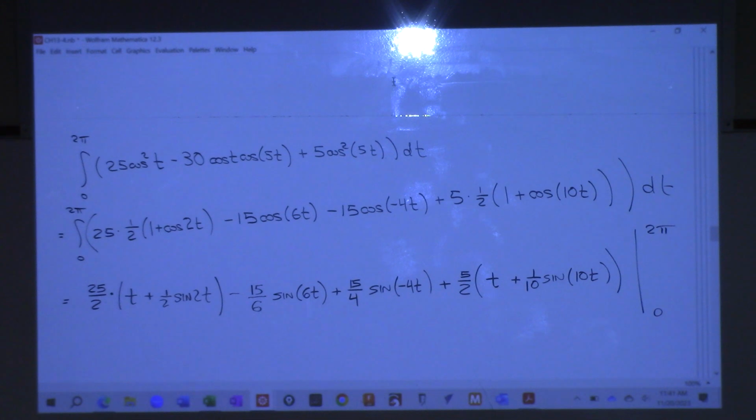Now let me ask you something here. When I start plugging in these things, 2 pi and 0, in terms of signs, all we have is sines in here, right? Sine of 2 pi and sine of 0 give you the same value, don't they?